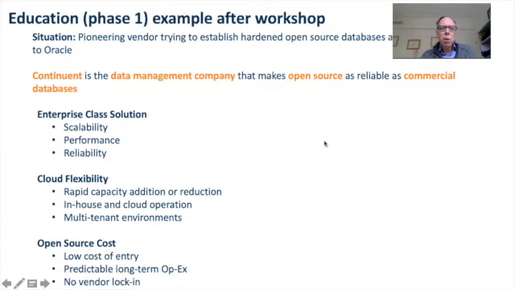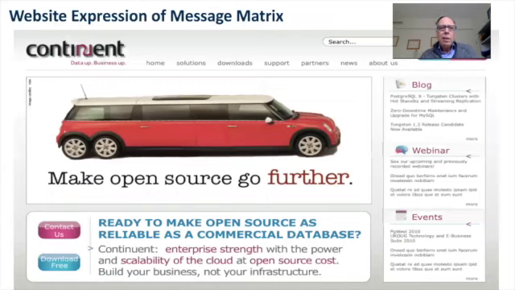So that's phase one, education about the category message matrix. And that allowed us to get to a much, much simpler expression in the market, a much clearer website, a much clearer marketing message.